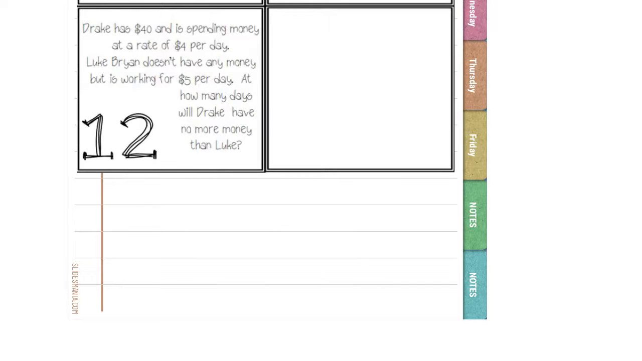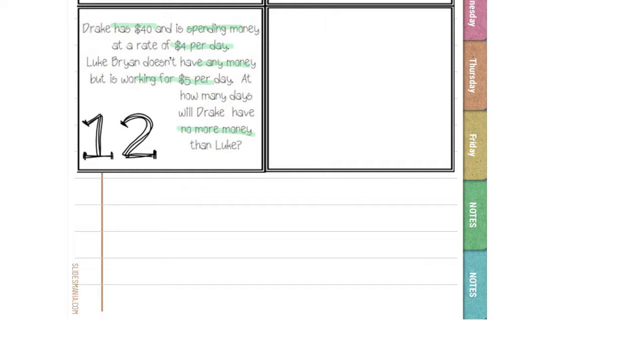All right, this one says Drake has $40 and is spending money at a rate of $4 per day. Luke Bryan doesn't have any money, but is working for $5 per day. At how many days will Drake have no more money than Luke?